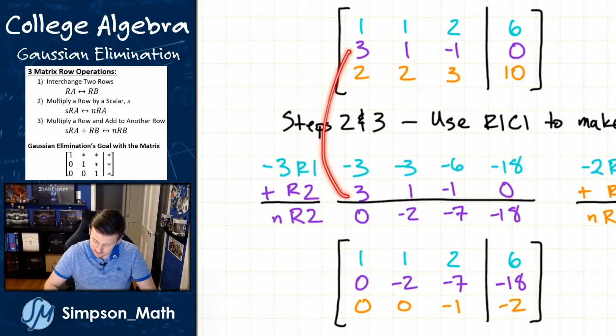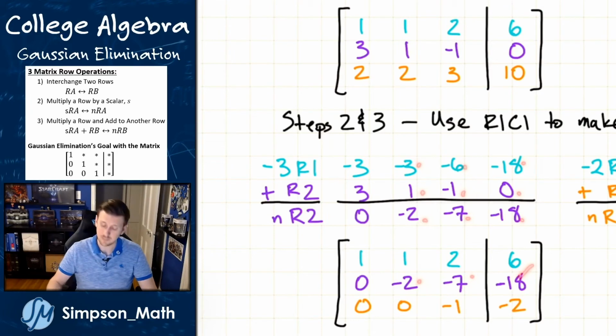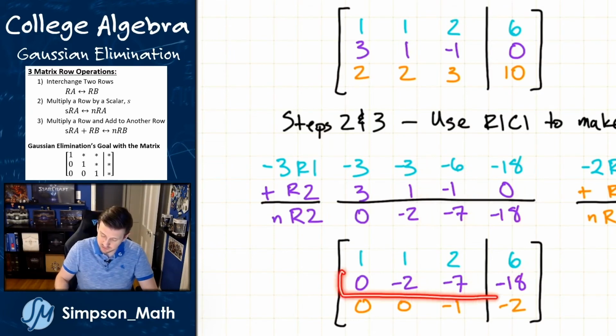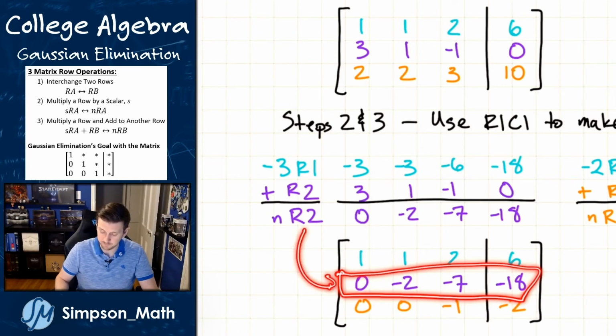All right, copy this down. Make sure when you copy it that you write it correctly. 3, 1, negative, yep, and 0. All right, so let's add. -3 plus 3 is 0, which is what I'm looking for. -3 plus 1 is -2. That's -7, and that's -18. And then remember, this is my new row 2, so I'm replacing row 2 with this new row.